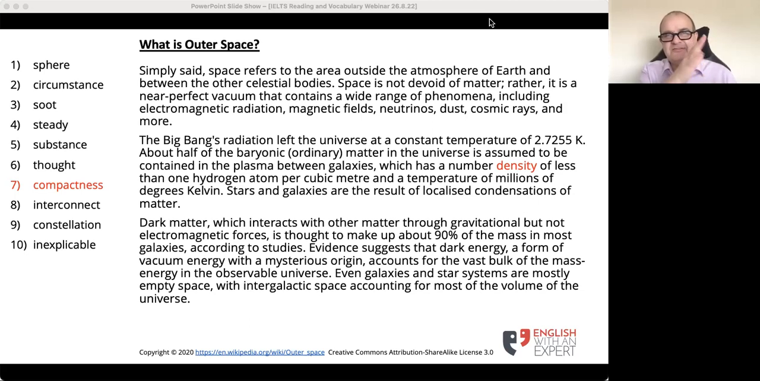So here's my hand, it's very open, and I'm making it more compact, more tight, more dense in a way. Good, interconnect. Number 8, interconnect.